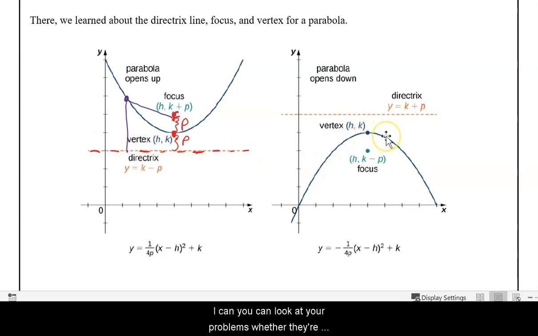Again, you can look at your parabolas whether they're opening up or down or left or right, and you can locate where the focus point and where the directrix is with a little bit of information. As a conic section, we can look at them in this particular format. Now, this is the format that your textbook is using. Y equals 1 over 4p times x minus h quantity squared plus k. I prefer a slightly different form. Let me write those for you now.